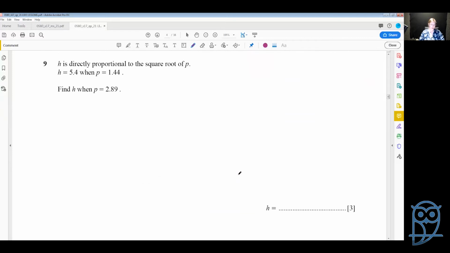Okay. Question 9 says H is directly proportional to the square root of P. So that directly proportional means we have H equals some value over here, let's make that A, times the square root of P. That is direct proportionality. If we go draw it, then we'll have the root of P on one end and the H over here, and the slope of that line is our A over there. That is direct proportionality.